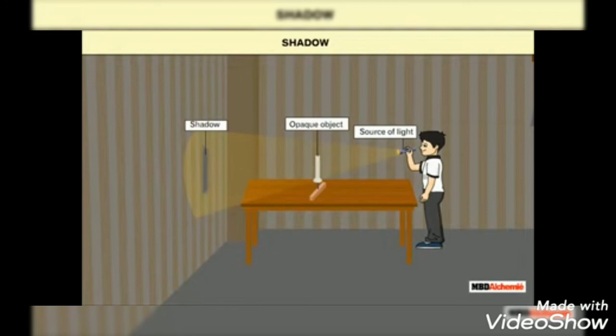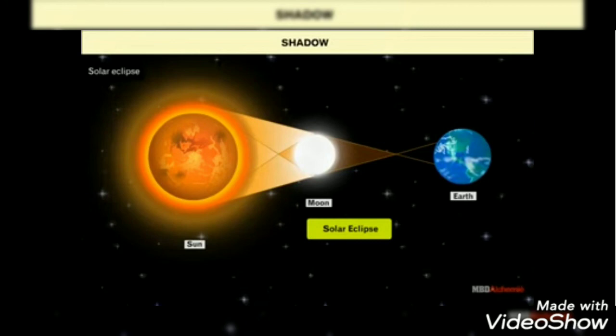For example, if we talk about a solar eclipse. Now what happens in a solar eclipse? The sun, the moon and the earth come to lie in a straight line, and the moon obstructs the path of the light which is coming to the earth, and it casts its shadow on the earth. This is your solar eclipse.